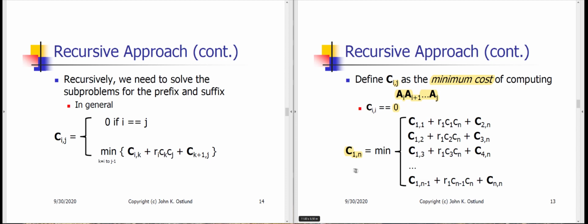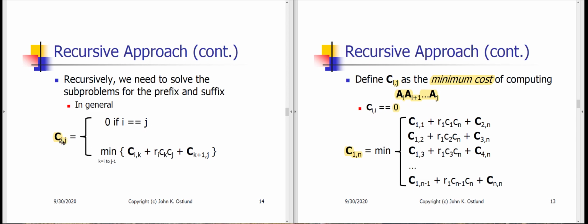All right, so now if we're going to be able to compute this thing, C sub 1n, that is the minimum cost of computing this product, A1 through AN, we are going to have to compute these prefix and suffix minimum costs as well. In general, for any Cij, by the same reasoning that we used to come up with this C1n formulation, the minimum cost of Cij is going to be 0 if i is equal to j.